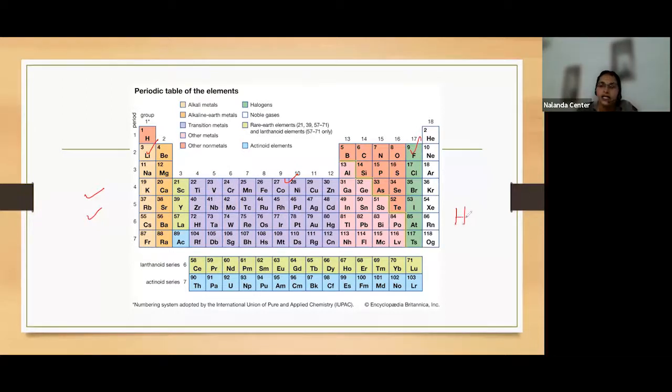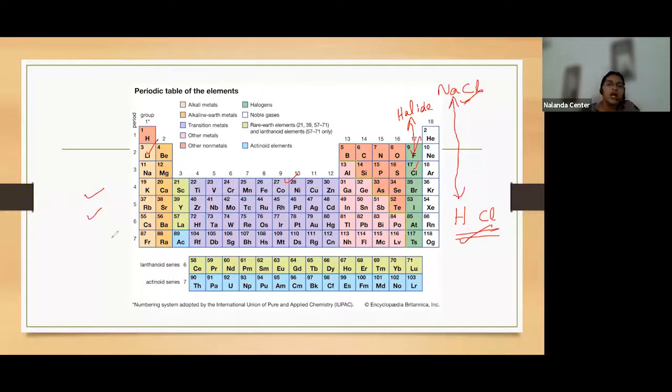Consider sodium. Sodium can react with a halide. This group is known as halides. One of the examples of a halide is chlorine, and sodium reacts with chlorine to form NaCl, sodium chloride. Hydrogen also reacts with chlorine and forms HCl. So it is behaving very similar to the first group.